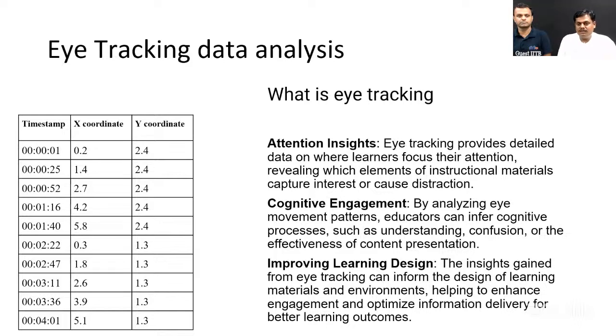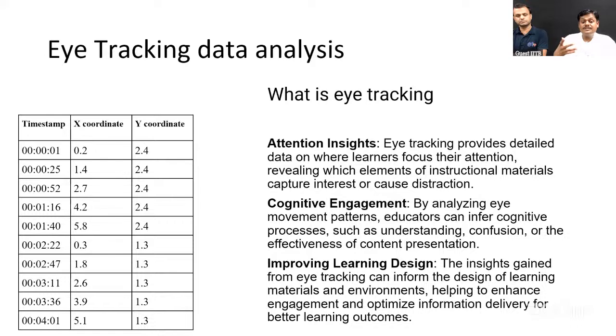So what is eye tracking? Now you can focus on the main concepts regarding the topic, which are attention insights, cognitive engagement, and improving learning design. Eye tracking data can be used to investigate multiple constructs. The first construct can be attention insights. Eye tracking provides detailed data on where learners focus their attention, revealing which elements of the instructional material capture interest or cause distraction. So that can be one area.